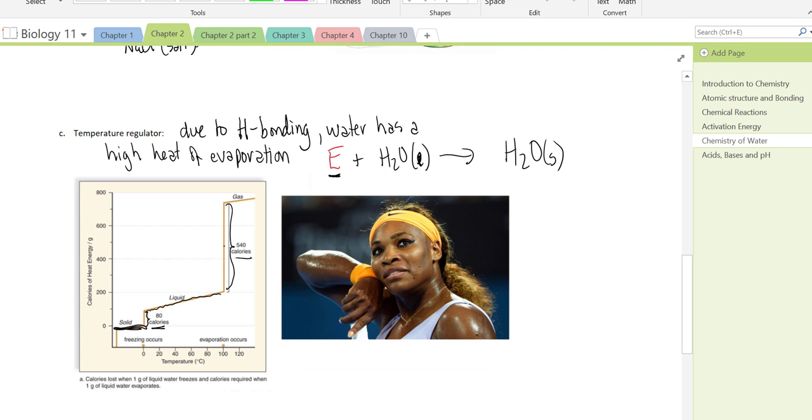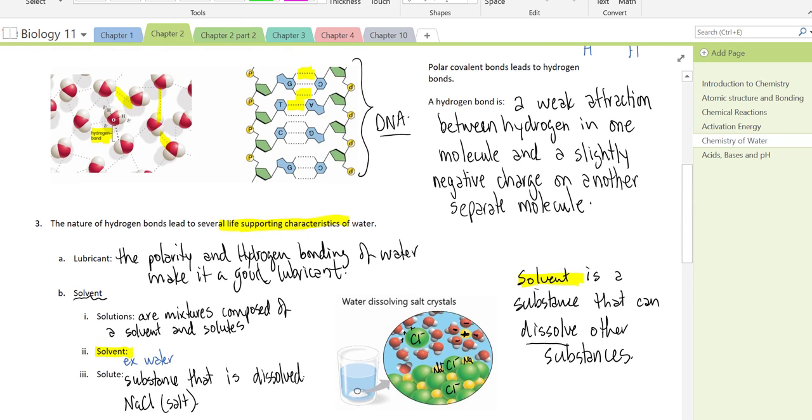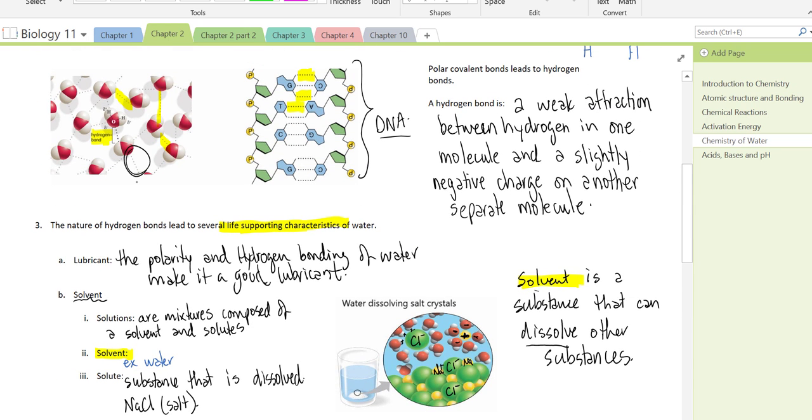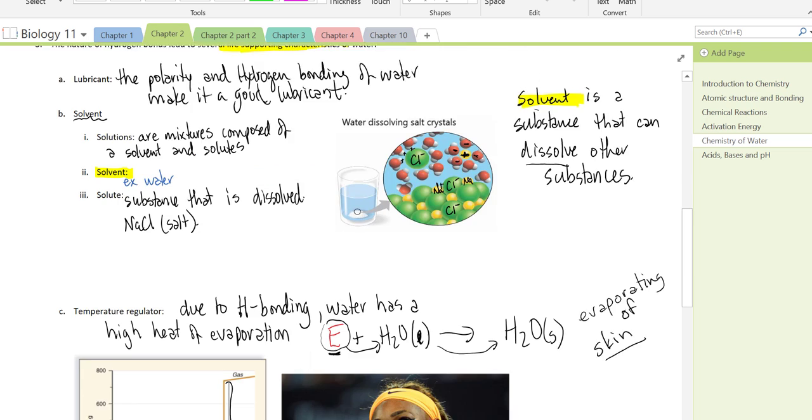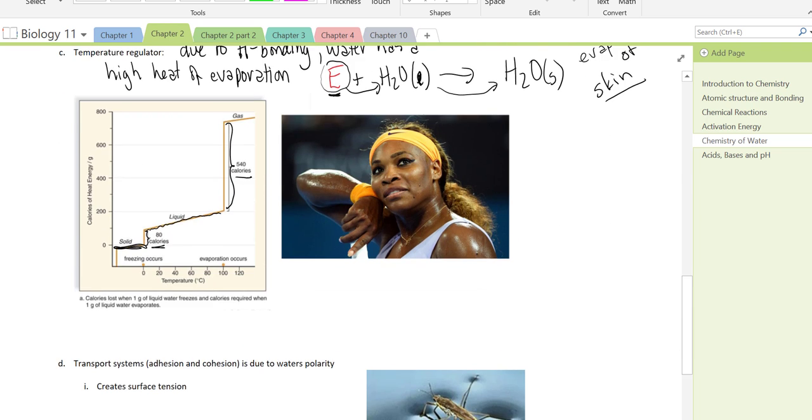So when you think of your body heating up, water can absorb a lot of that energy as it's converted into a gas and evaporating off your skin. And that high amount of energy, that high heat of evaporation, is due to hydrogen bonding. If there wasn't that sort of attraction between molecules, it would take less energy for the water to evaporate, and therefore water couldn't cool you down as well.